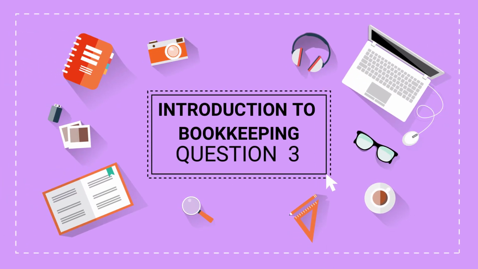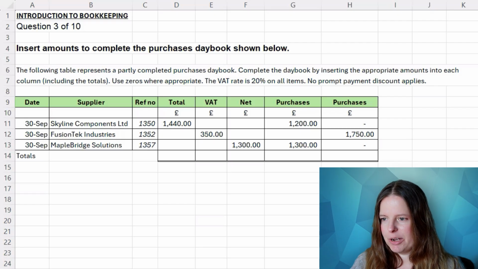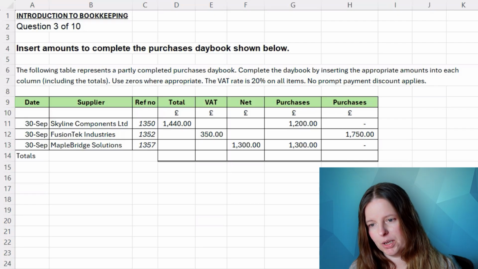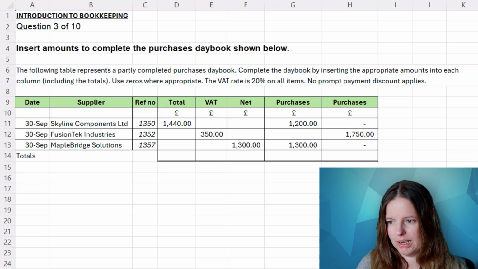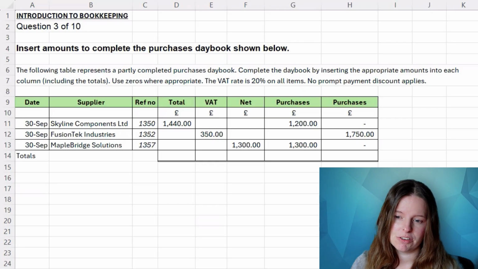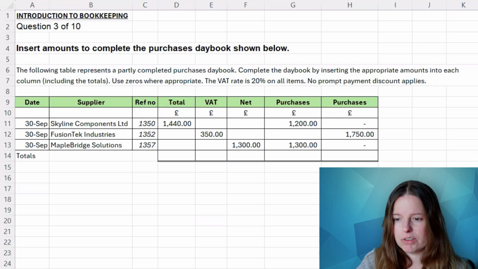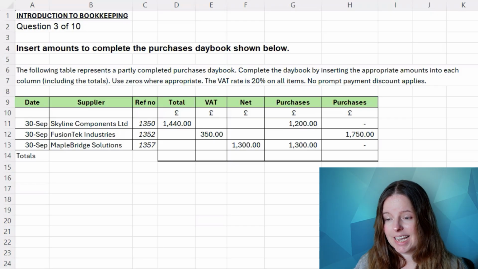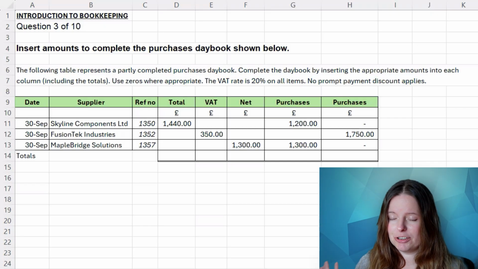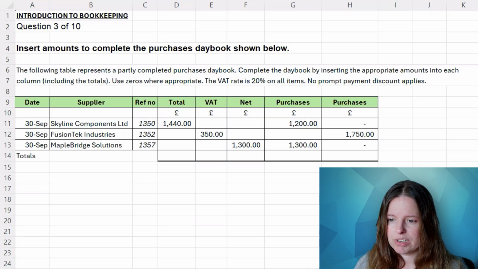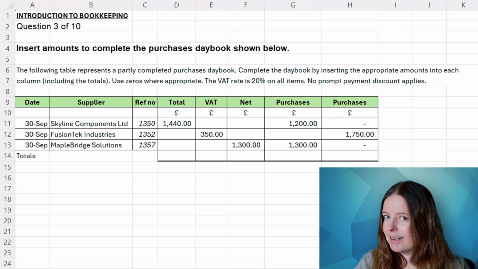But let's move on to question 3 now. So here we've got our question. Insert amounts to complete the purchases daybook shown below. The following table represents a partly completed purchase daybook. This is the type of question that you're most likely to see in the exam. Complete the daybook by inserting the appropriate amounts into each column, including totals. Again, make sure that you do the totals because that's easy marks lost if you don't. Use zeros where appropriate, so we don't want any blank cells.